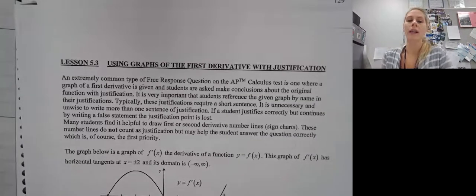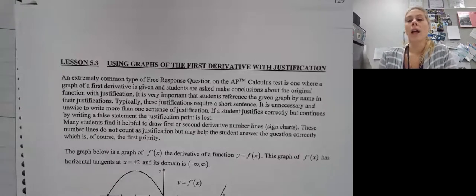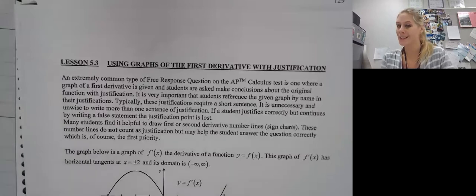Many students find it helpful to draw first or second derivative lines or sign charts, right? These number lines do not count as justification. They're your side work that they don't look at, okay? It helps you answer the question correctly, but it does not do the justification, okay?